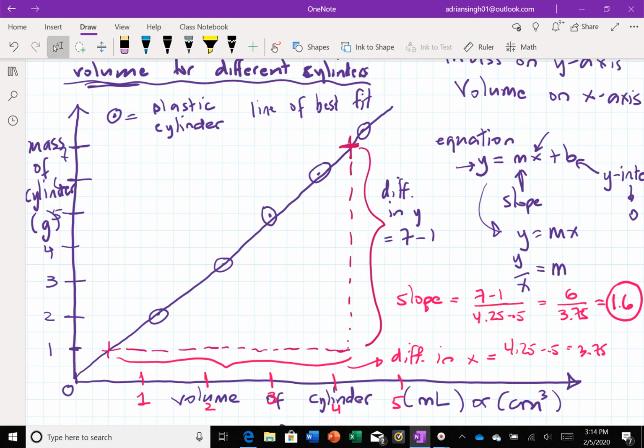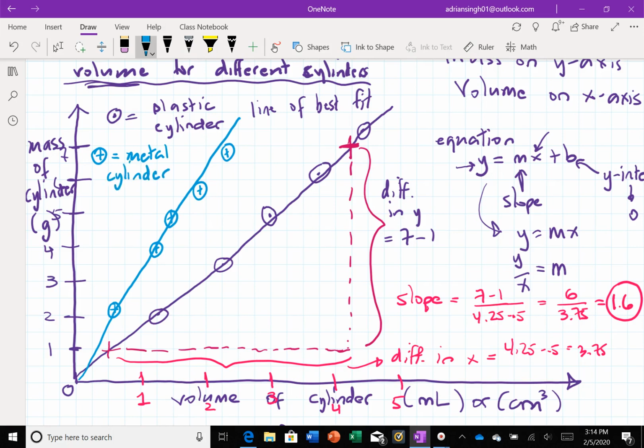and I'm going to write it as an X or a cross with a circle around it. All right, so maybe this could be my set of data points, and then again I'm going to get my line of best fit that goes through as many of those points as possible. And in my legend here, I'm going to say this would be my metal cylinder data point, and I'm going to go through the same process, get my line of best fit, choose 2 points that are on the line, calculate the slope, and then that slope is equal to the density of your material.